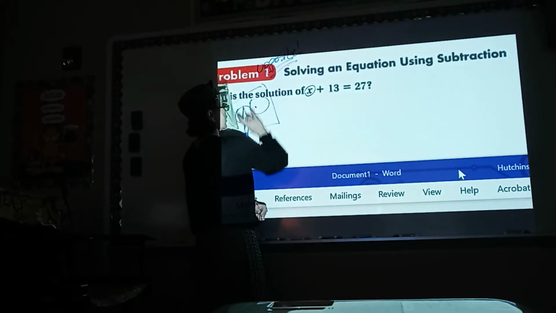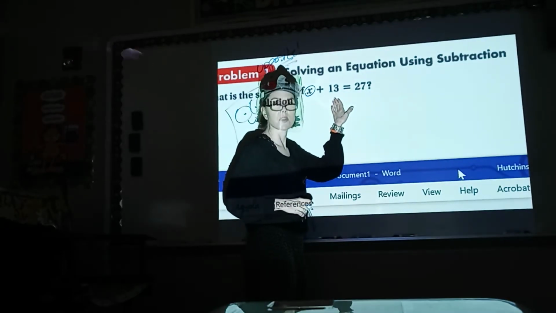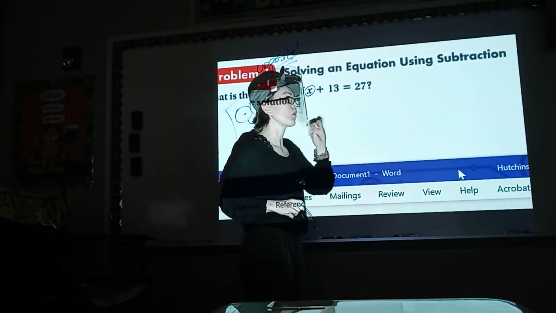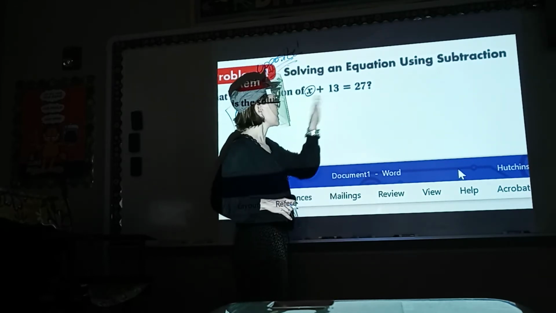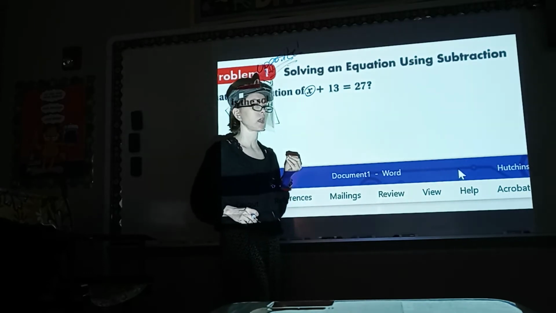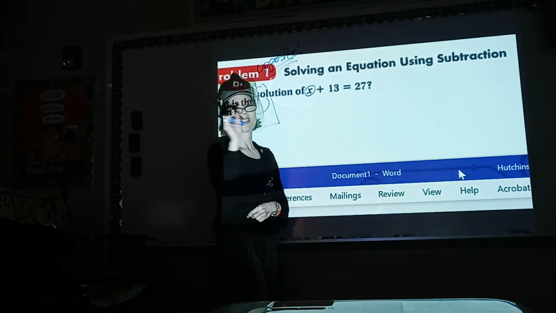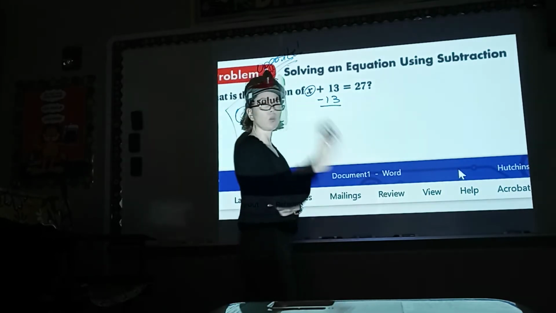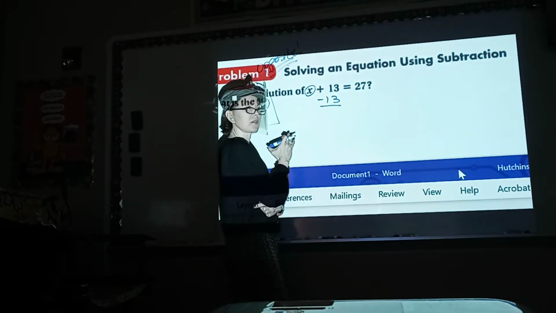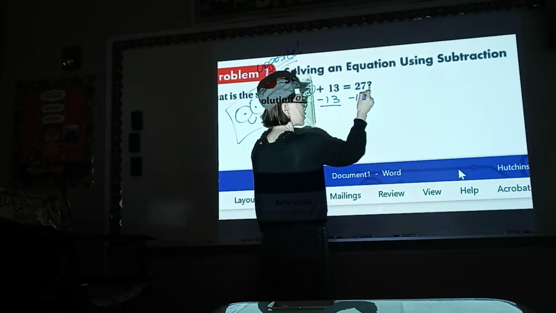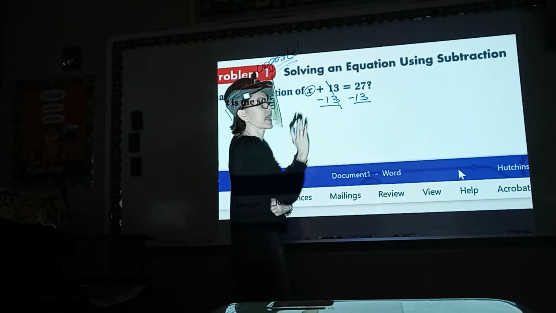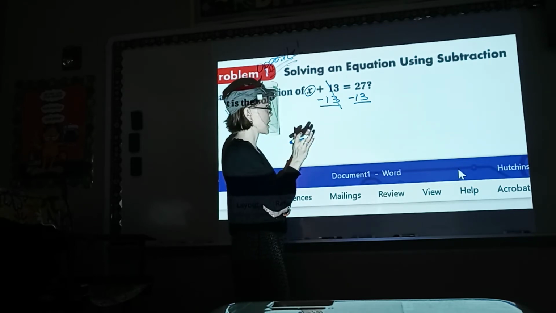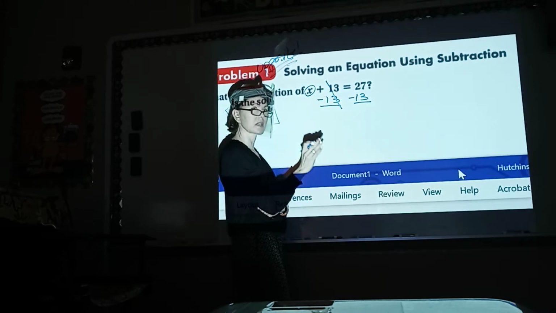Okay? Now, how we move, write this up. How we move this 13 to the other side is by doing the opposite of what it is. What is this? This is a positive 13. What is the opposite of a positive 13? Negative 13. Write it down. And whatever we do to the left side of the equal sign, we also do to the right. This is where our handwriting and our organizational skills come into play. What happens here? They cancel because a positive 13 and a negative 13 equals 0. They cancel each other out.